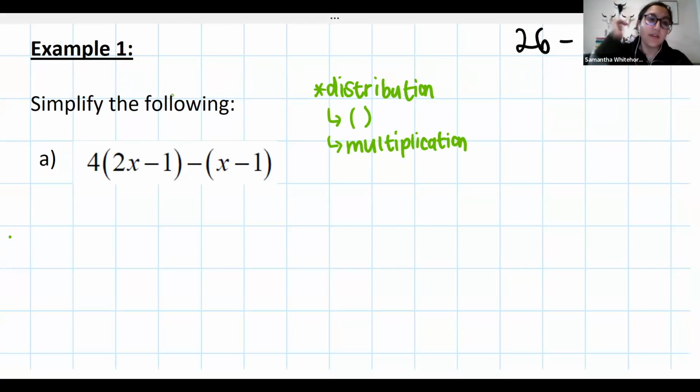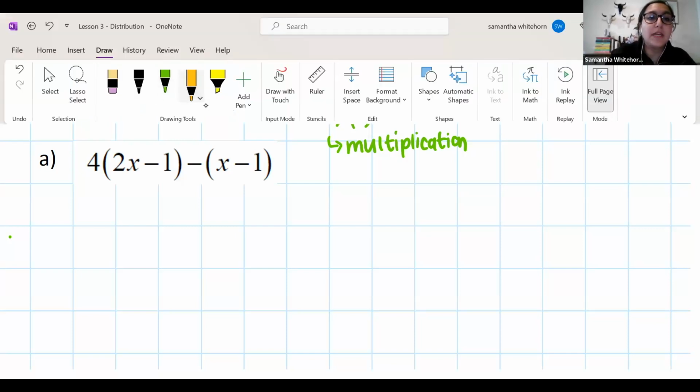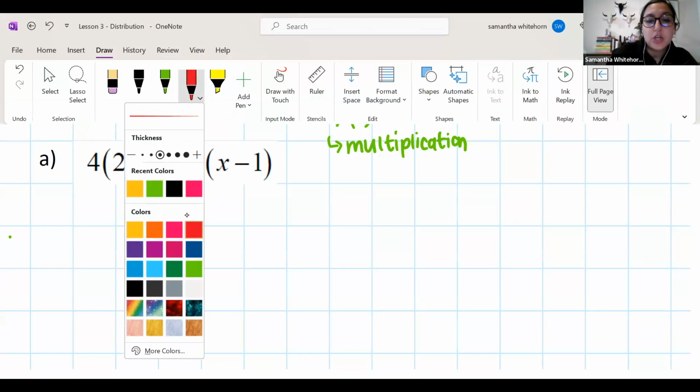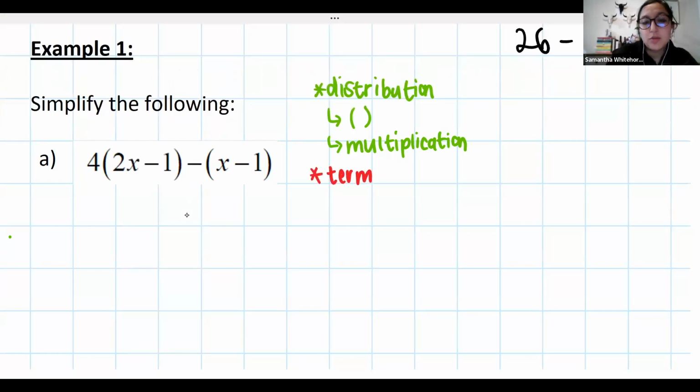The next thing that's very important for you to know is how many terms you are working with in your expression. Just as a reminder, terms are like the parts or the things that make up an expression, and they are separated by plus or minus signs.